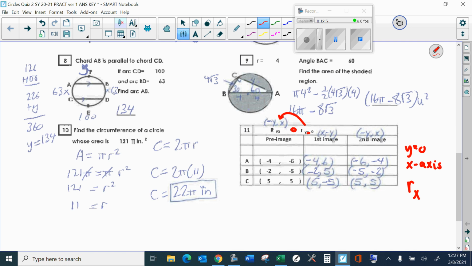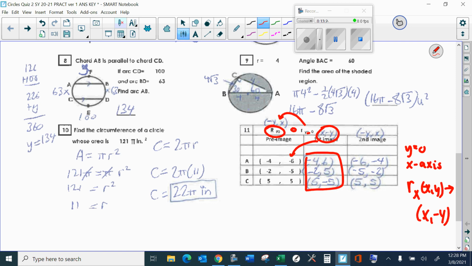Reflection over the x-axis of (x, y) maps onto (x, negative y), which is why you see that right there for the first image. We're doing the reflection over y equals 0 first, so that's (x, negative y). I apply that to these points right here. It means take the opposite: the x coordinate stays the same, just do the opposite on the y. So that's what you see right here.